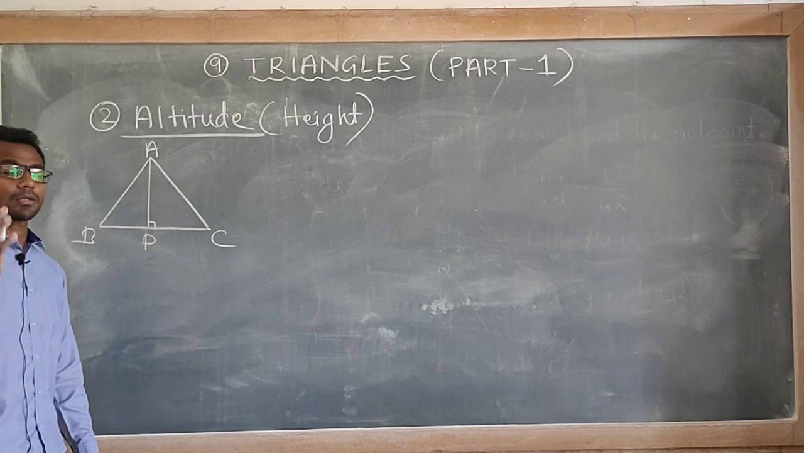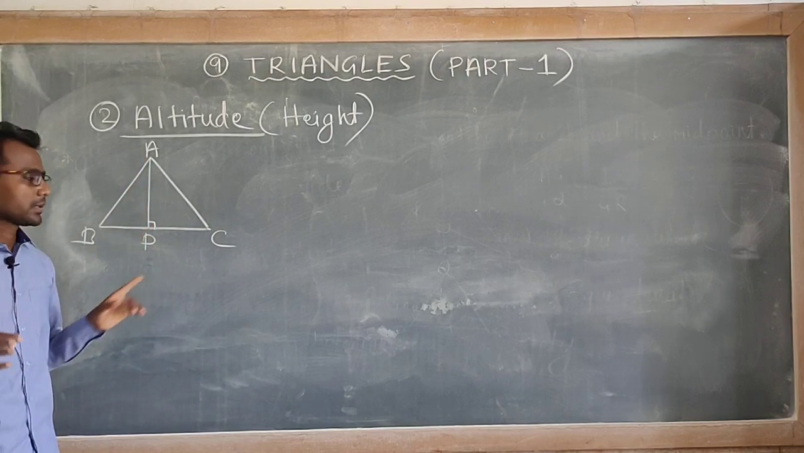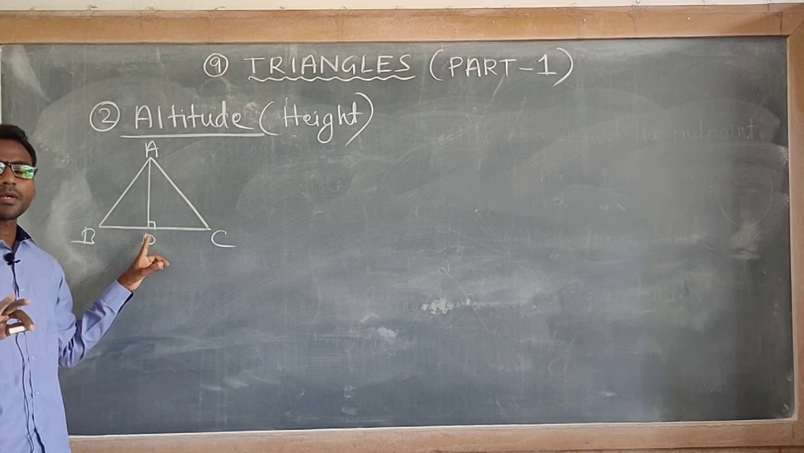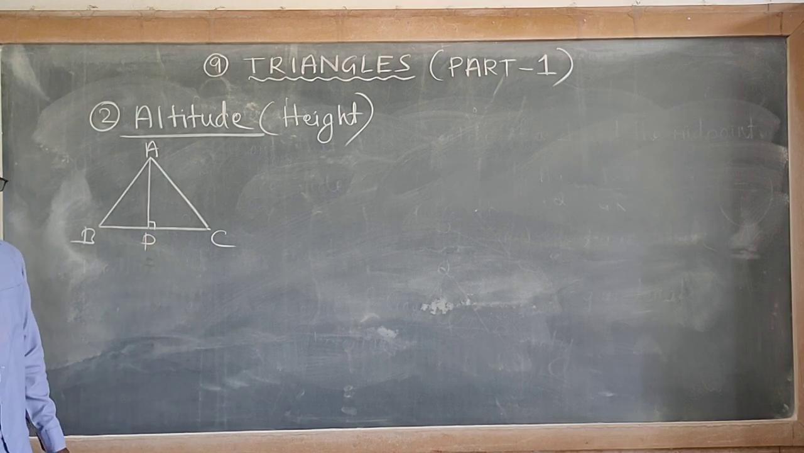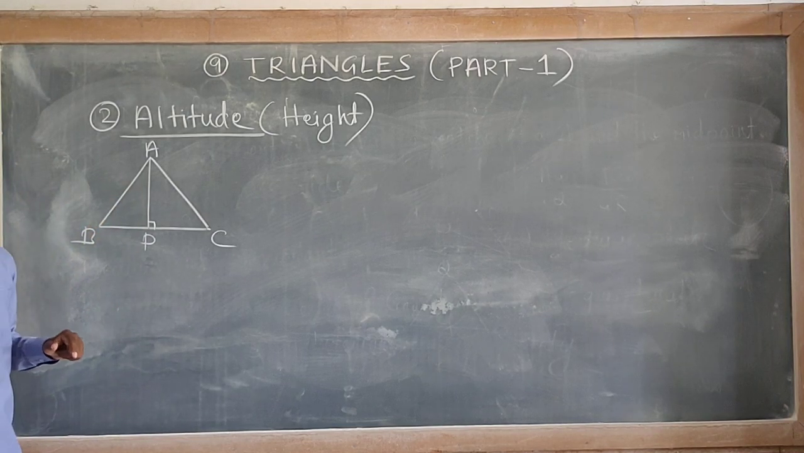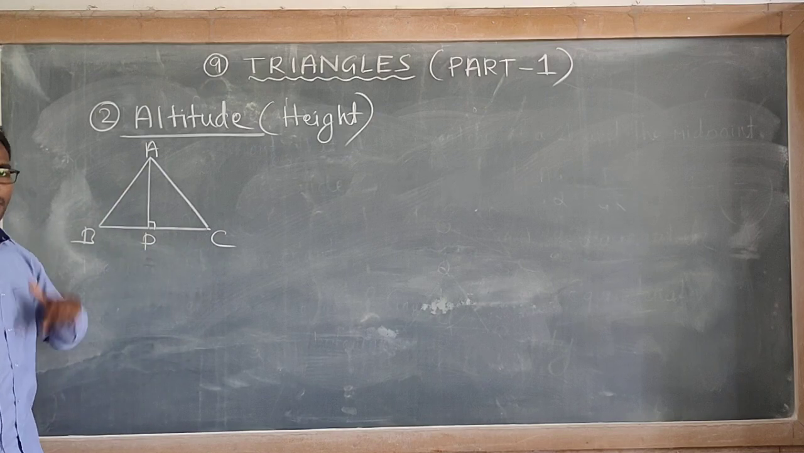So many students get confused here. They think that if P is perpendicular, it means P is the midpoint of BC. Wrong. No. P may be midpoint, may not be midpoint. That you cannot say. Simply it is perpendicular. So this AP is the altitude of this triangle ABC corresponding to the side BC.